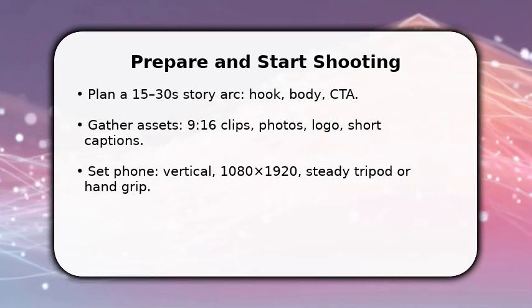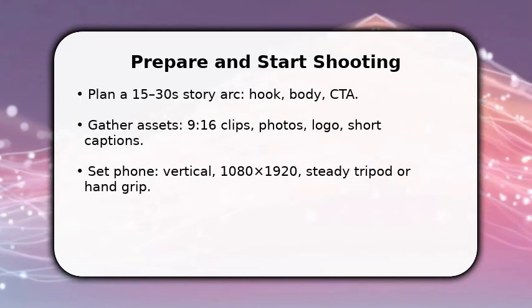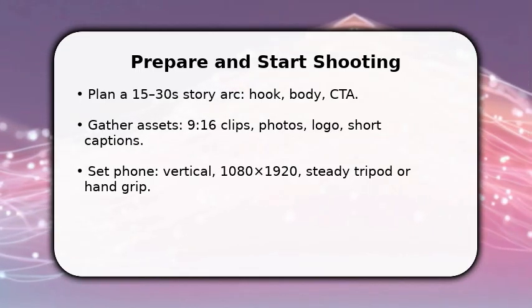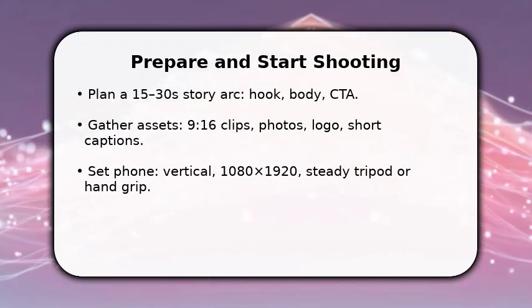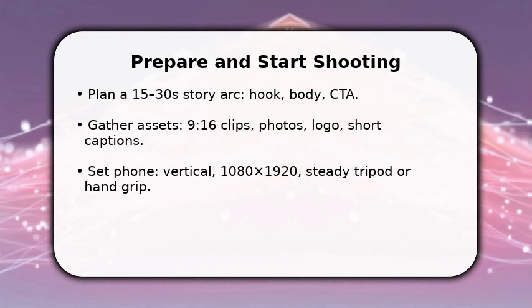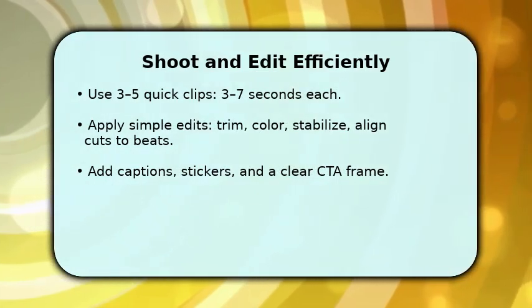speed editing. Finally, position your phone on a tripod or steady hand and check exposure and sound. This prevents reshoots and keeps the story tight and professional from the first take. Once you're rolling, shoot 3-5 quick clips that each deliver one idea. Aim for 3-7 seconds per clip so viewers stay engaged.